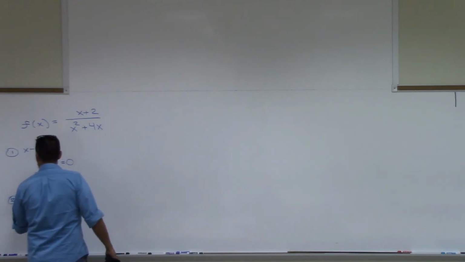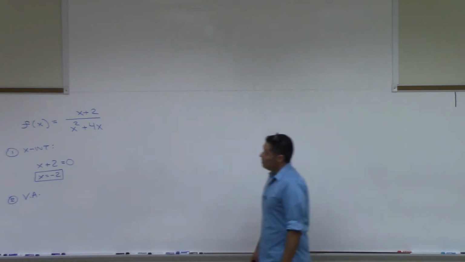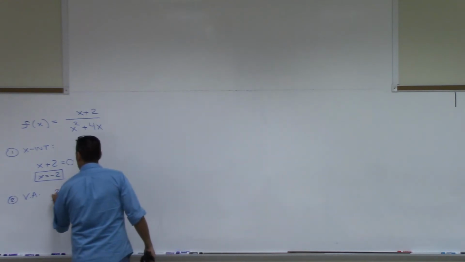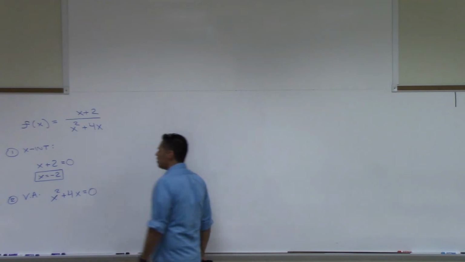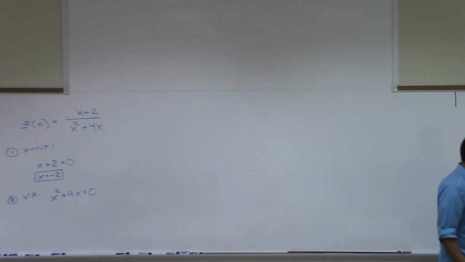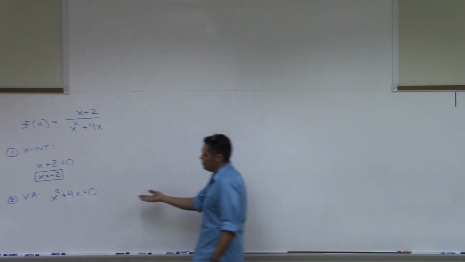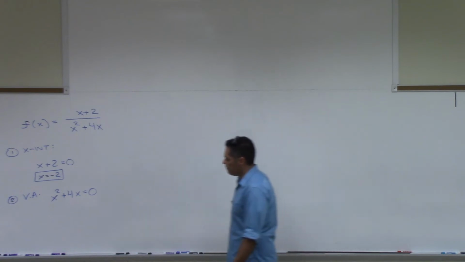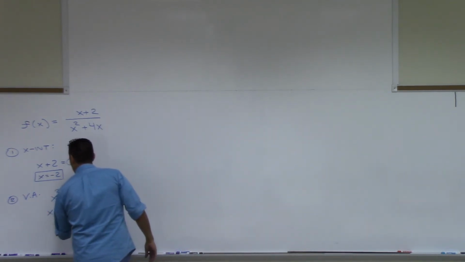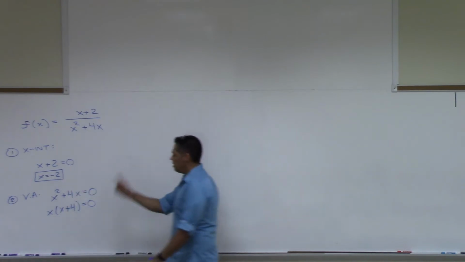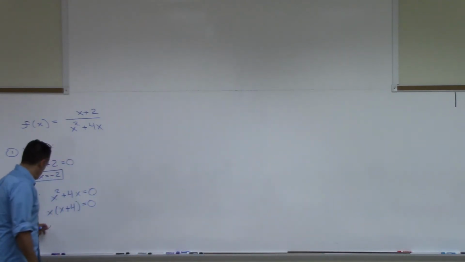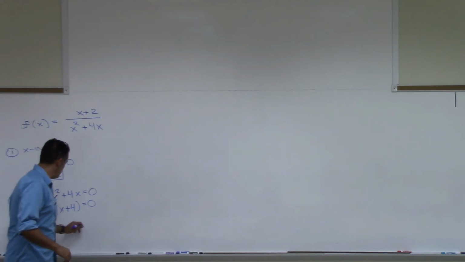Now, second step. I want the vertical asymptotes. How do we do that? Set the bottom, the denominator, to 0. x squared plus 4x equals 0. All right, how are you going to solve that? Factor, right? What's our first step for factoring anything? GCF, right? Pull out the GCF. So what can come out of both of those? x. You're left with x plus 4. And now you set each of those equal to 0. So you get two solutions here: 0 and -4.